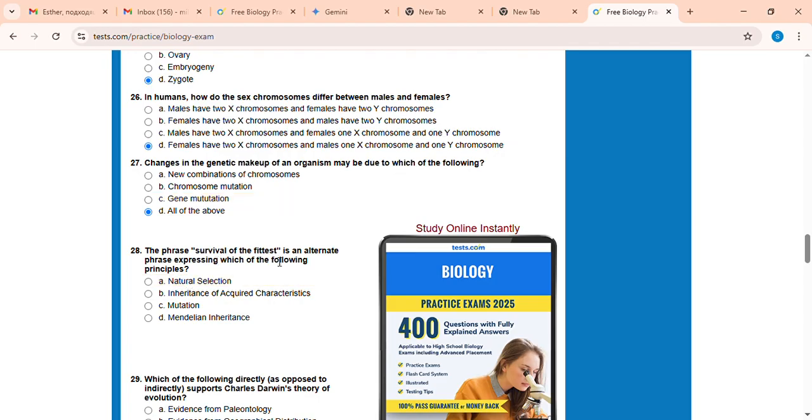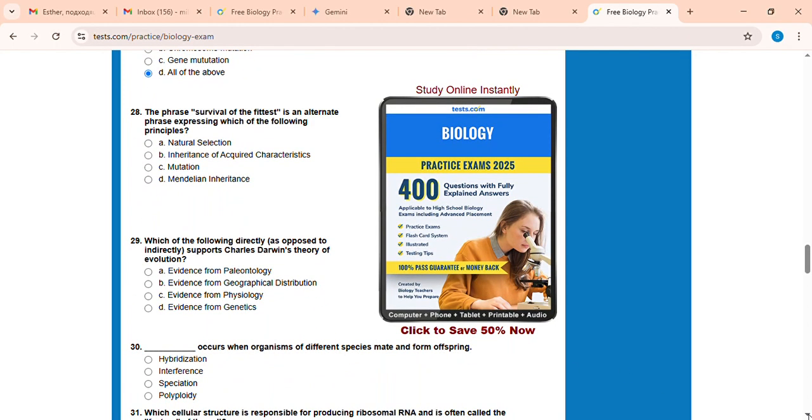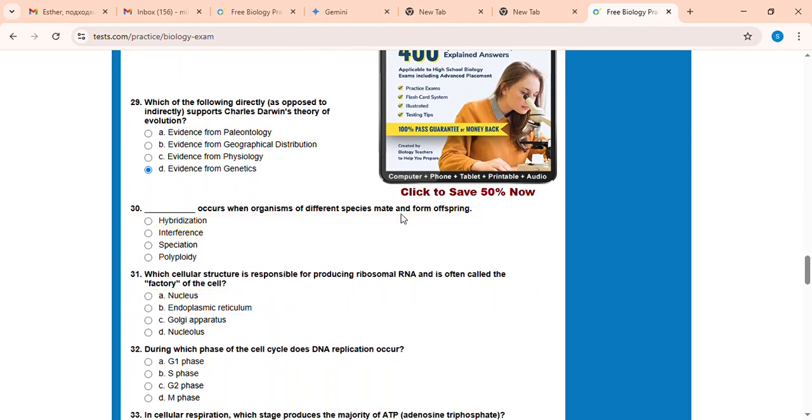The phrase survival of the fittest is an alternate phrase expressing which of the following? There's Lamarck's theory of evolution, where law of use and disuse. Survival of the fittest came from him, I think so. Acquired traits, inheritance of acquired characteristics. Let's just go with B. I don't know. Which of the following directly supports Charles Darwin's theory? Maybe Gregor Mendel's theory of genetics that occurs when organisms of different species meet.